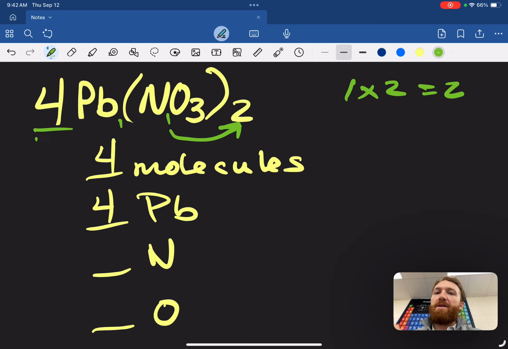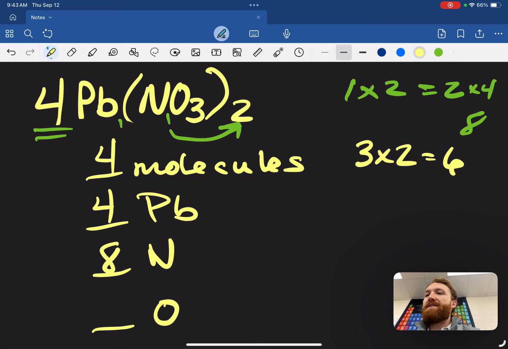But we can't forget about the coefficient out front. That means we would have to multiply this answer by 4. 2 times 4 would give us a total of 8 for our nitrogens. Okay, and then we get into oxygen. Oxygen right here has 3. If you go 3 times 2, you're going to get 6. So you would first go 3 times 2 and get 6. Then you got to multiply by that coefficient out front. So keep your 6 and multiply by 4. And that's going to equal 24.